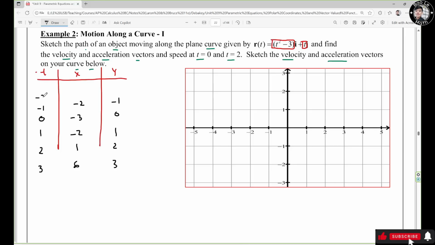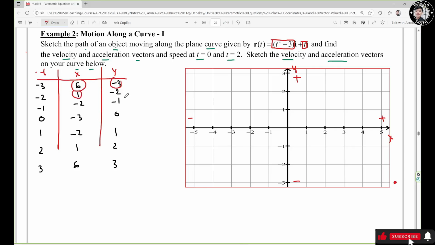T equals negative 2. The x value is 1. The y value is negative 2. And t equals negative 3. The x value is 6. The y value is negative 3, right? Now we're going to plot these ordered pairs on the x and y coordinate plane right here. Now x was 6, y equals negative 3. So 6 and negative 3 could be right here, right?